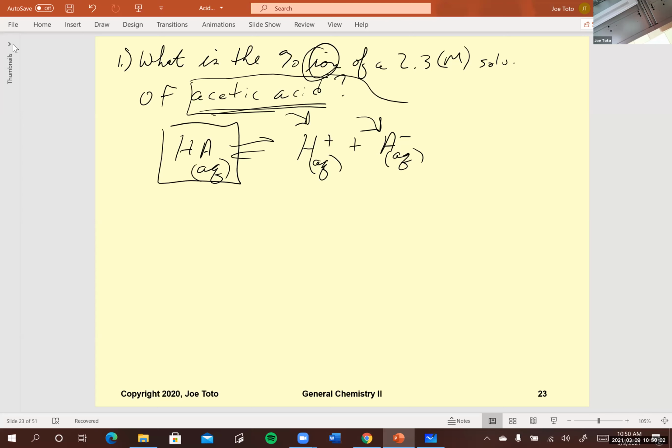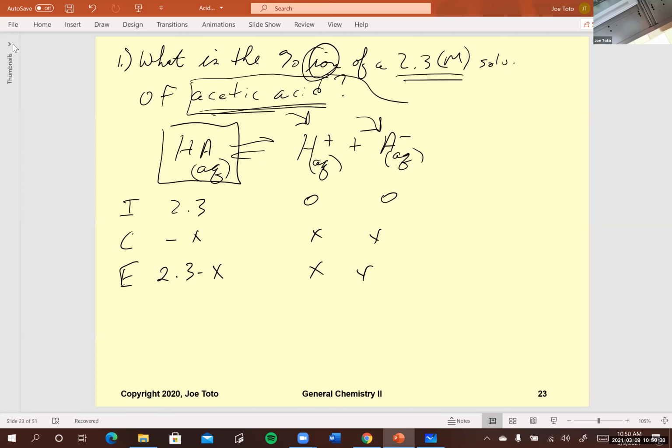So what did I start with? The ice table kind of helps you. But anyway, how much acetic acid did I start with? Anybody? 2.3 molar. Yeah, 2.3 molar. And if I put an ice table here, then I would put 2.3 here, 0, 0, minus x, plus x, plus x, 2.3 minus x. So here I have all my ice table filled out.